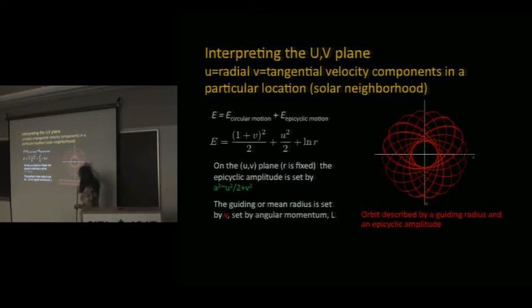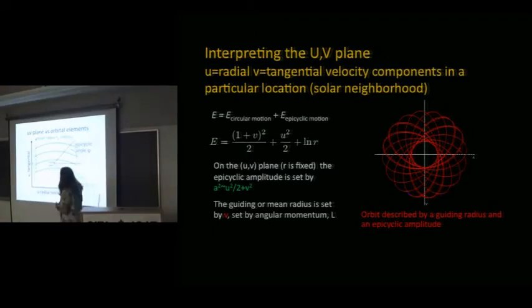It's like a rosette. But when you're on the UV plane, for stars, you know the radius. And so the V of the velocity sets the angular momentum, because R times V gives you the angular momentum. So really, if you're far away from 0, you can measure the epicyclic amplitude on the UV plane based on how far away it is from that 0 point.